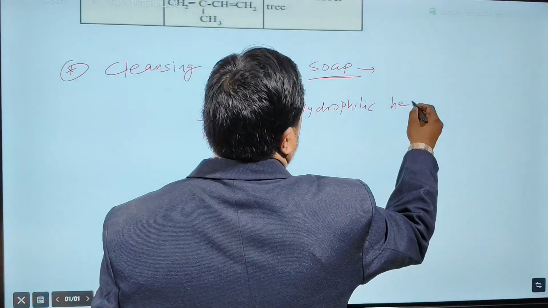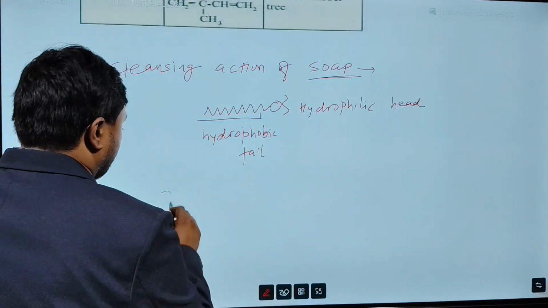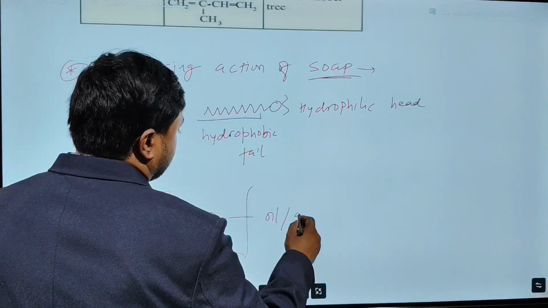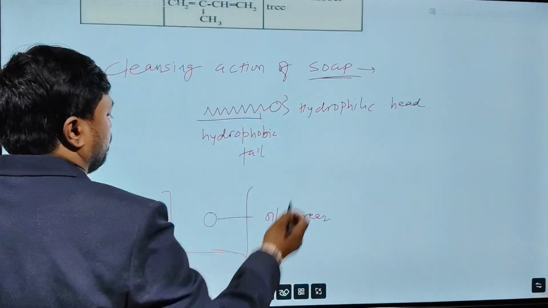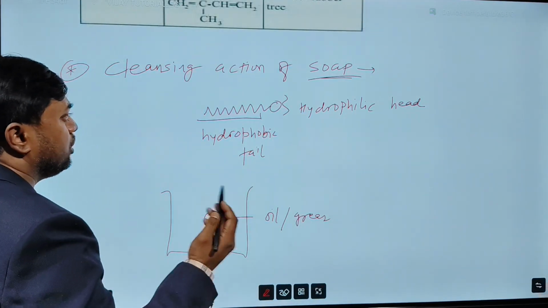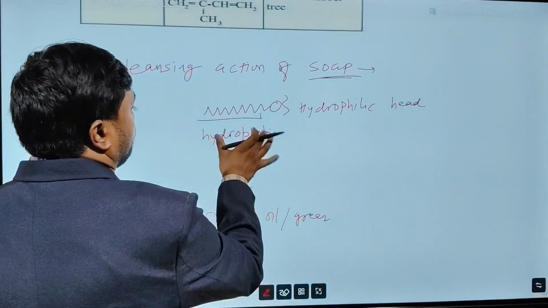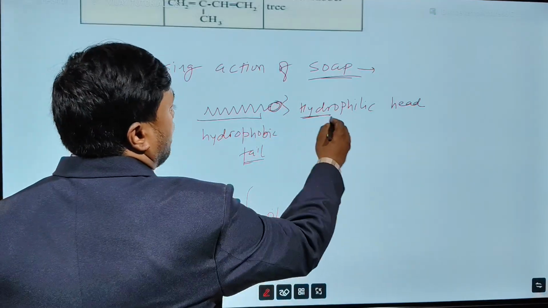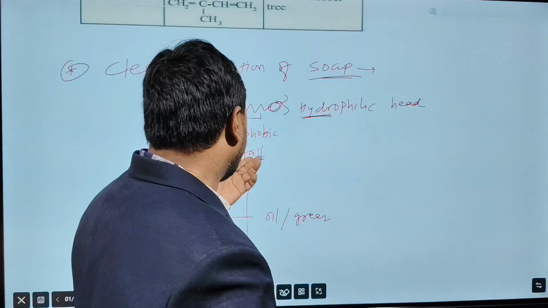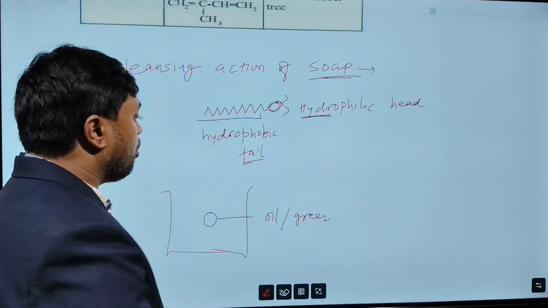So how does it work? Whenever there is dirt, oil or grease, and you use a soap solution, what will happen? Soap or detergent molecules have two parts: the tail part, which is hydrophobic, and the head part, which is hydrophilic. Hydrophilic means water loving. Hydrophobic tail means water hating.